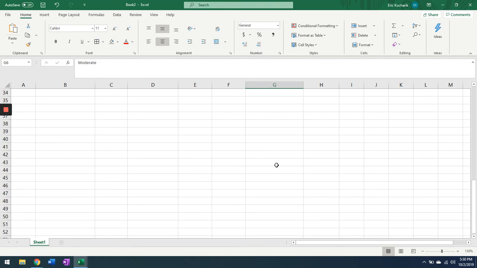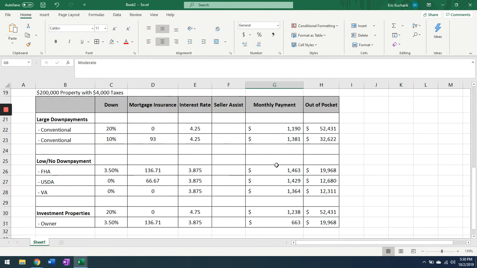So let's scroll down here a little bit. And I've got a couple examples just to put some concrete numbers to it. So if I'm doing like 20% down, it means I have no mortgage insurance, for those of you who are savvy about what that means. I'm guessing my interest rate's going to be about 4.25%, but that really is a very personal thing based on your situation. My monthly payment, just under 1200 bucks, but I need $52,000 to buy a property if I'm buying a $200,000 property with about $4,000 worth of taxes. That's a lot of money.